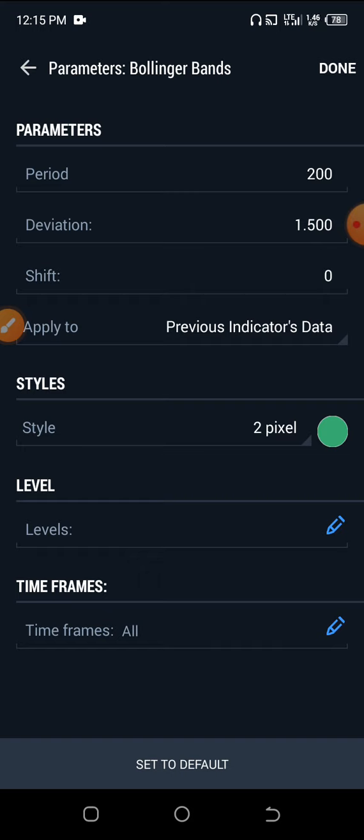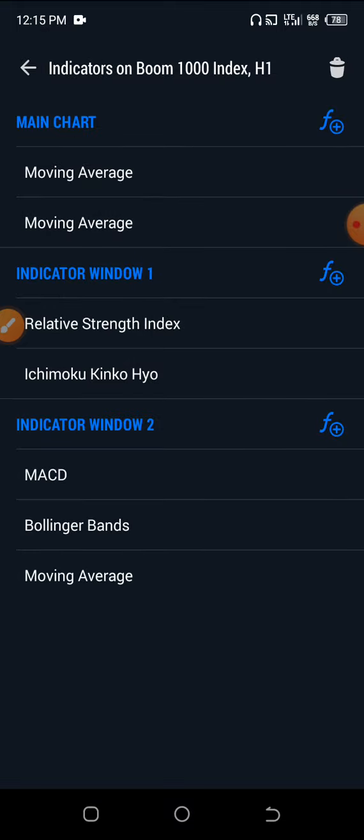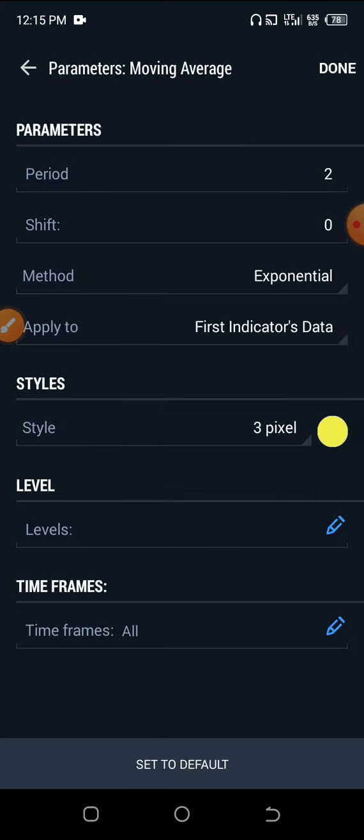We have 200. We have 1.500. We have shift to 0. We have application to previous indicator data, and the style can be anything of your choice. There is no need for levels. The time frame, we'll be analyzing the time frame by ourselves. Then the last one is a moving average, set to exponential, on first indicator data.